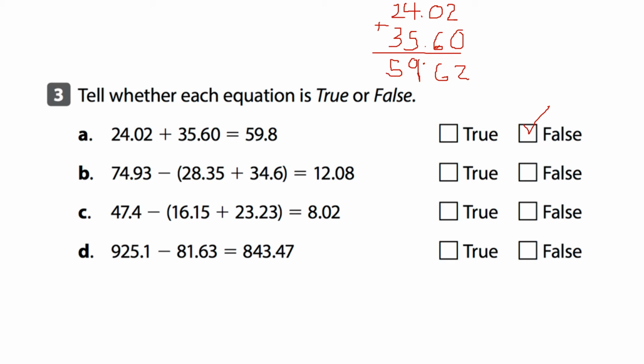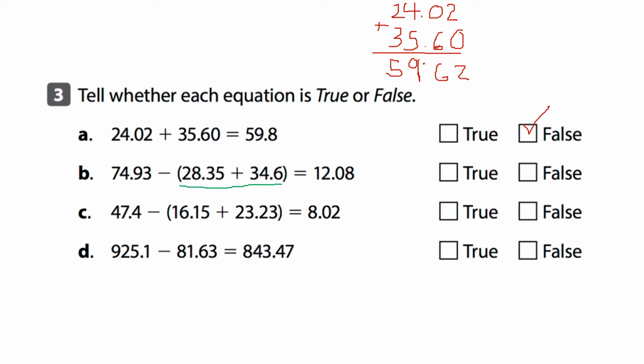So I have 74 and 93 hundredths minus 28 and 35 hundredths plus 34 and 6/10 equals 12 and 8 hundredths. So whenever we do this, we need to make sure we solve for what's in parentheses first. So I'm going to add this up, and then I'll do the second step later.